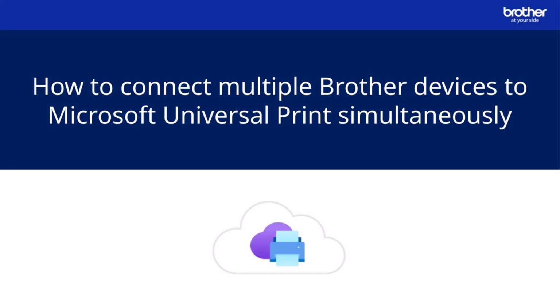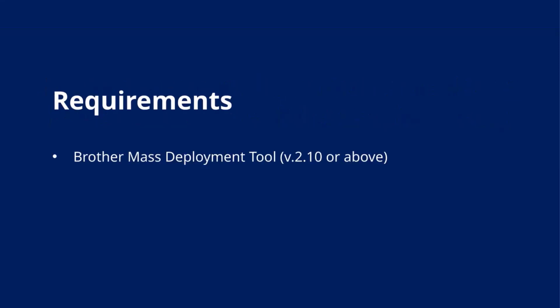How to connect multiple Brother devices to Microsoft Universal Print simultaneously. Requirements: you will need the Brother Mass Deployment tool, which you can download from support.brother.com.